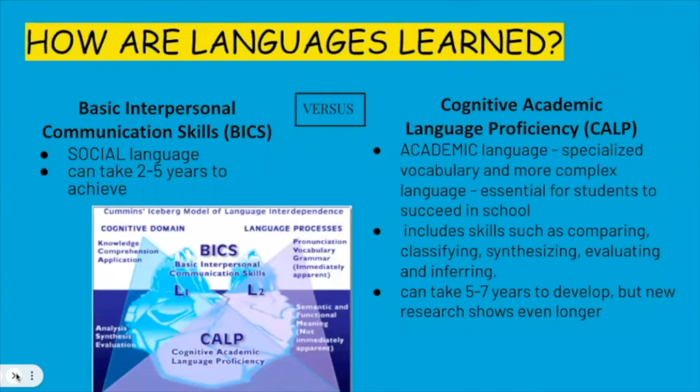So BICS is social language that can be heard on the playground, on recess, or with their peers.